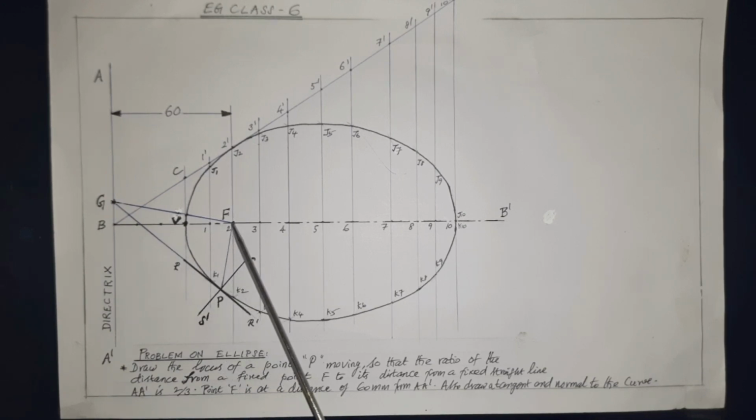This is the focus point. This is the vertex. This is the directrix. We have seen all these things in the previous class. So the problem asks us to draw the ellipse based on these conditions. We will see the details further.